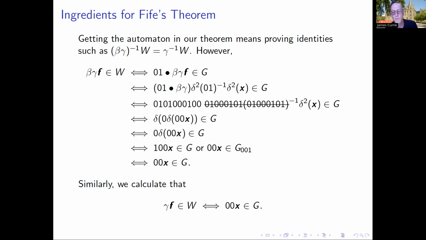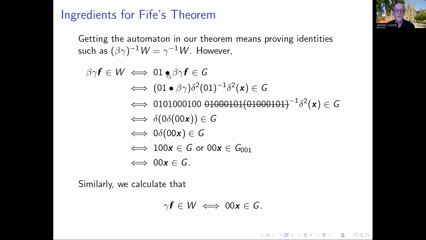Originally, you could begin with not a finite automaton, but with an infinite automaton where the states correspond to every single infinite string over alpha, beta, and gamma. But I identify the states of this automaton to end up with the finite automaton that I've shown. So for example, if you look at beta gamma F, that belongs to W if and only if 0, 1 with beta gamma F applied to it is good.